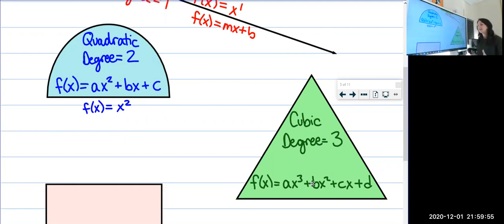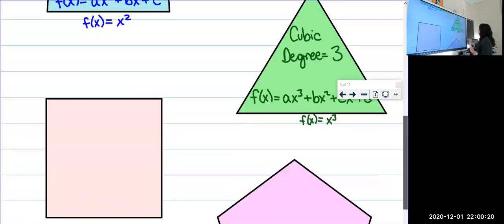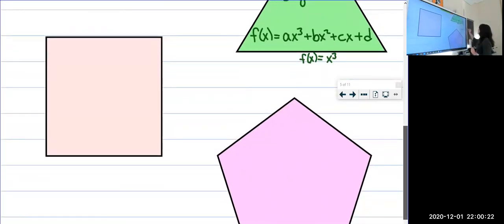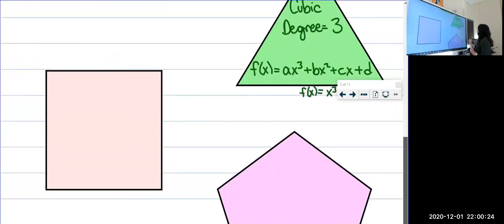But the lowest that it would need, the absolute minimum requirement, would be to say x cubed. We wouldn't need the x squared, the x, and the d term if we had the x cubed. Just having that degree of 3 is enough to force it to be a cubic function. All right, we've got 2 more for this slide, and then my video is complete.